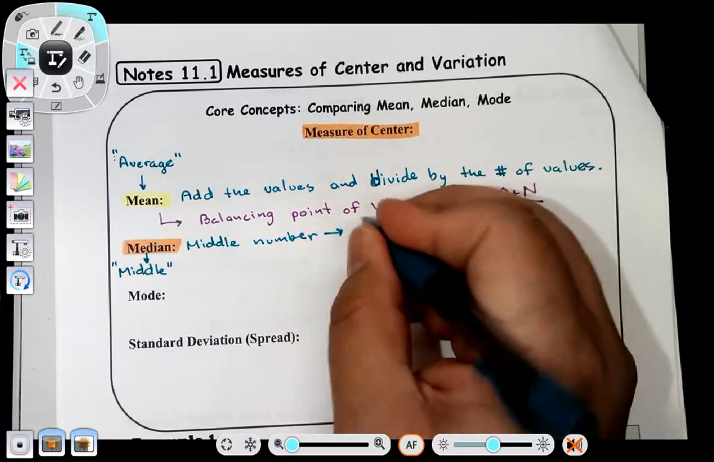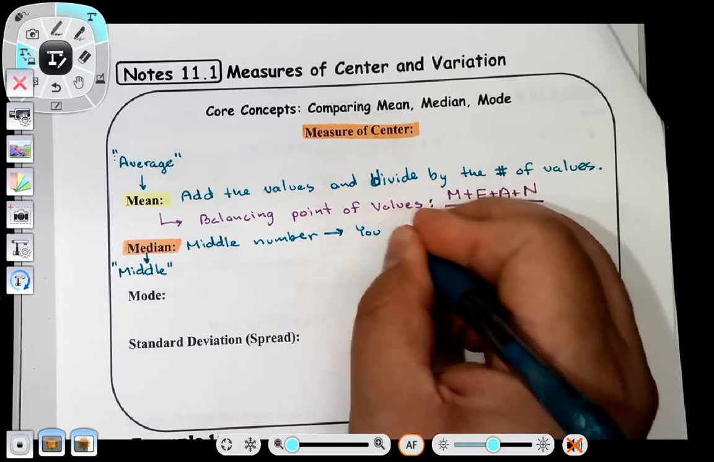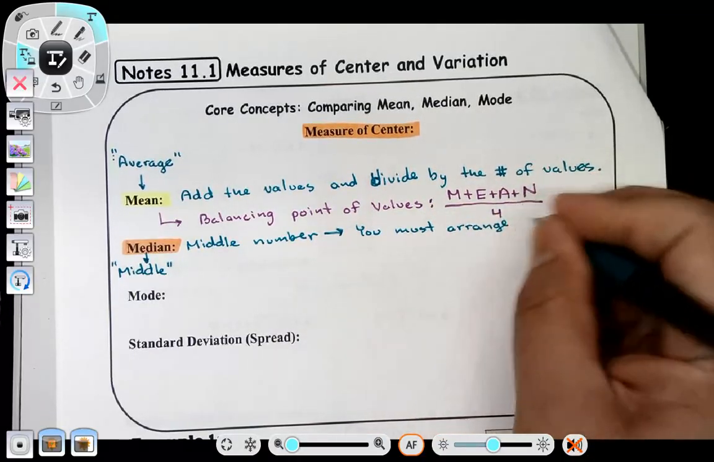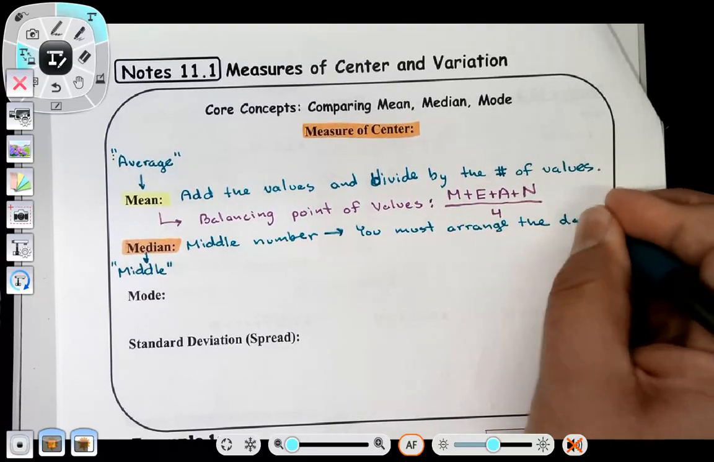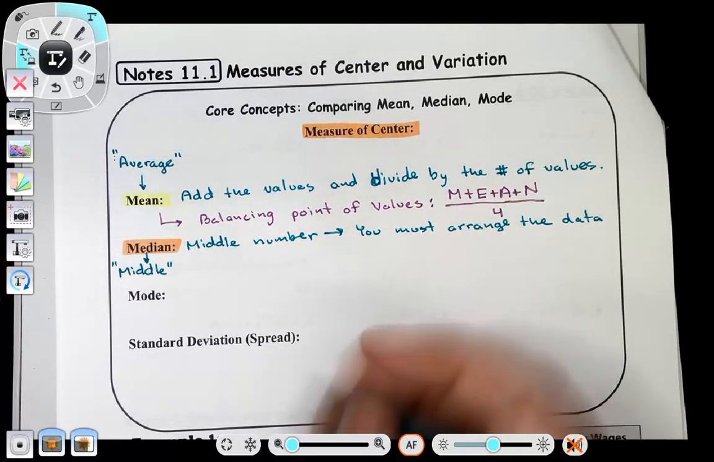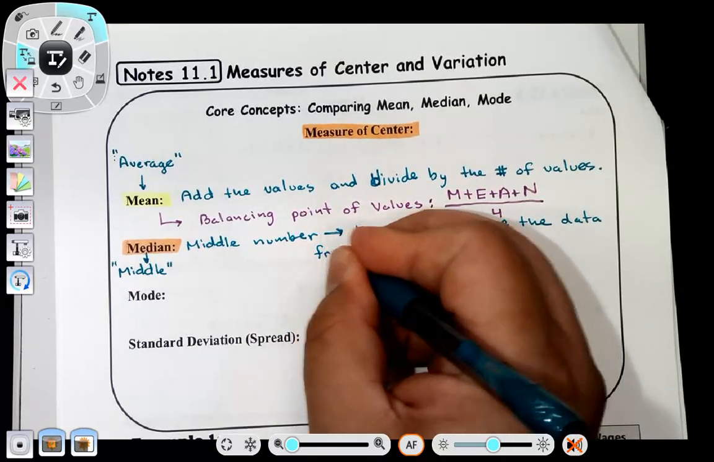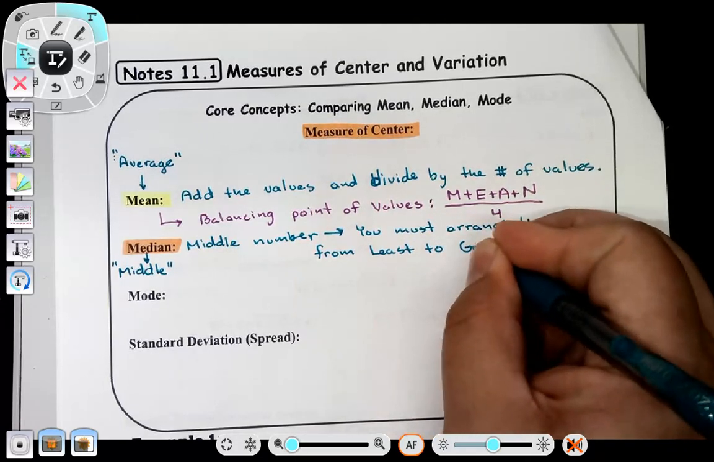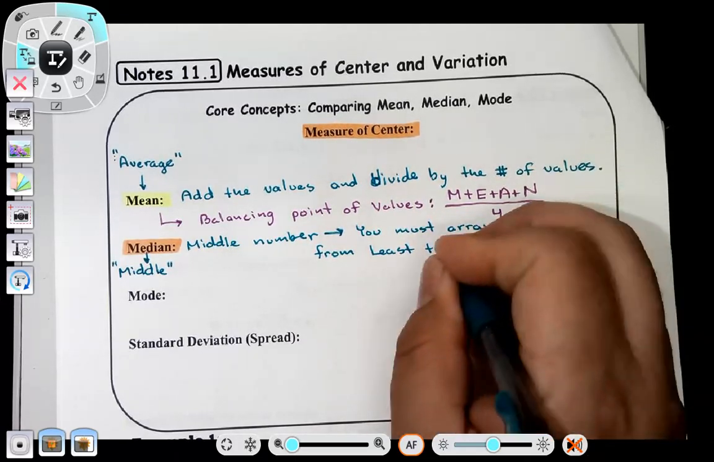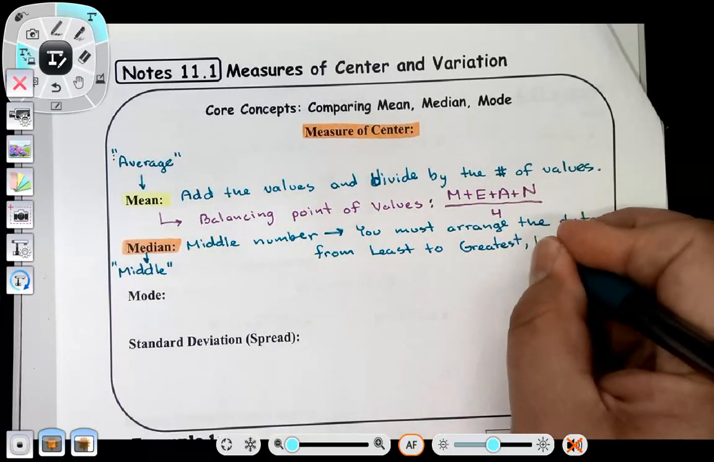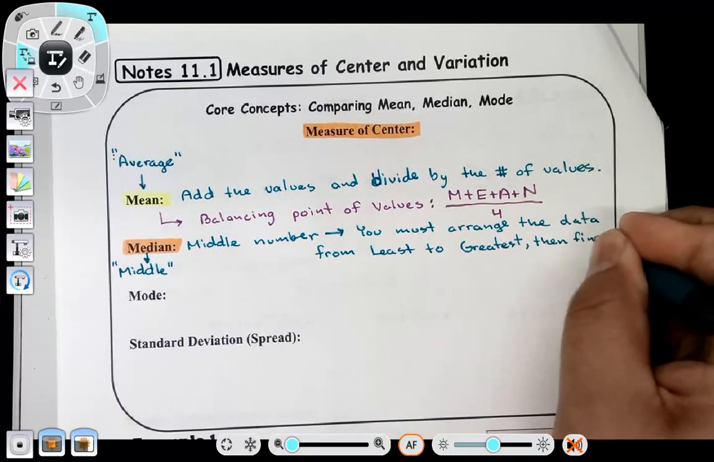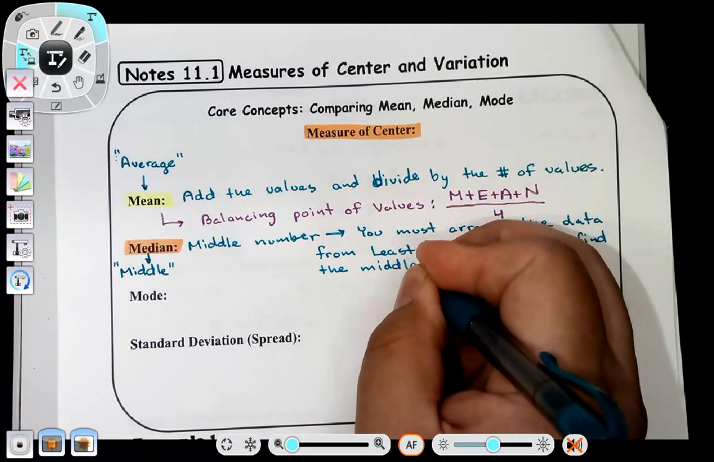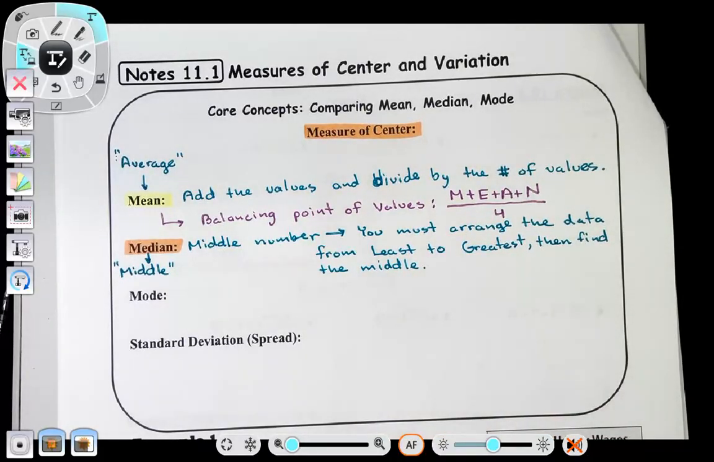But you must arrange the data, so that list of numbers that they're going to give you, from least to greatest. Then find the middle. All right. So let me give you a moment to catch up with the writing there.